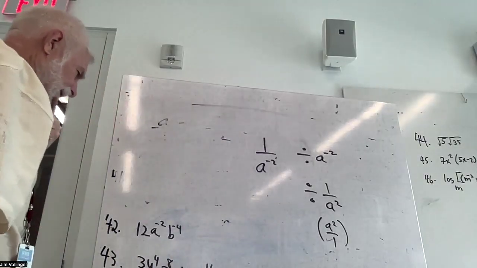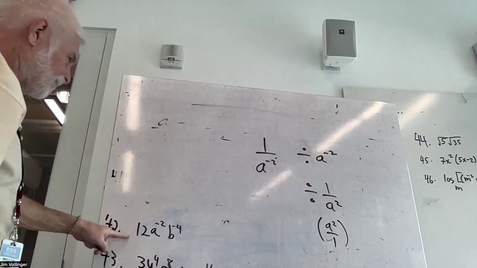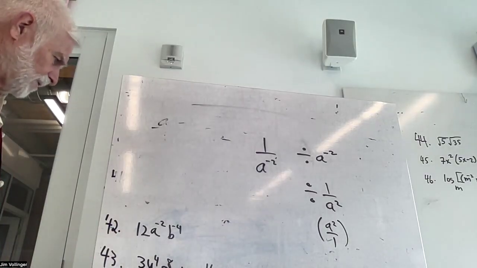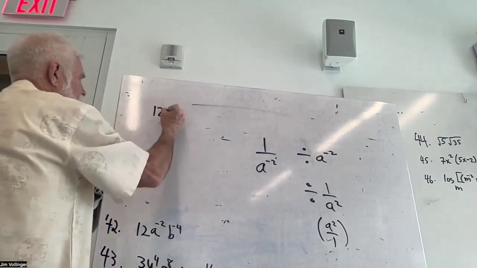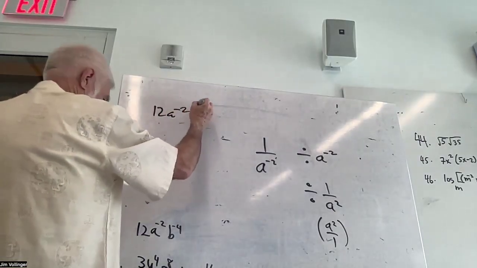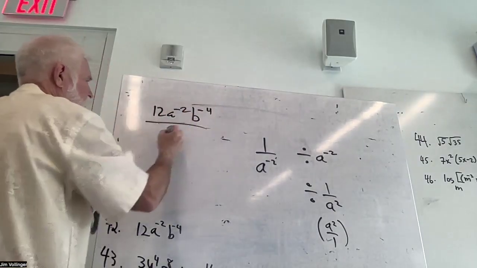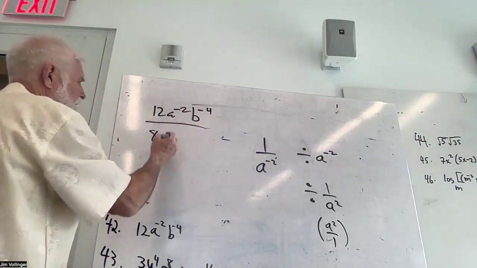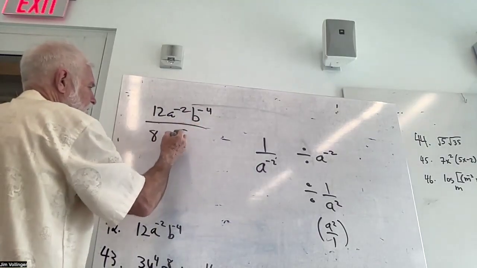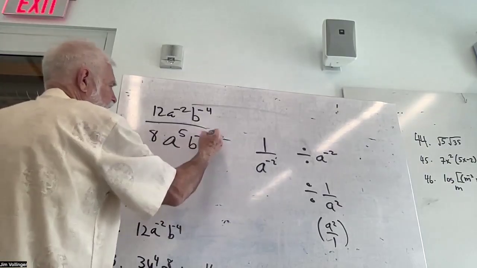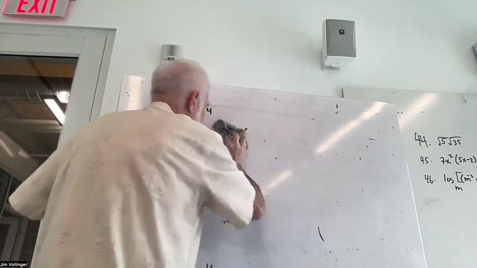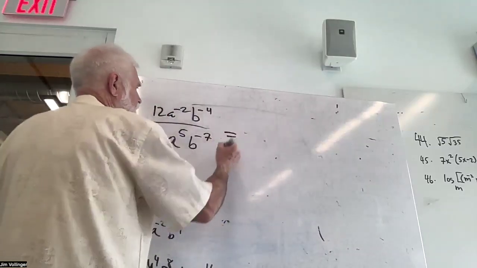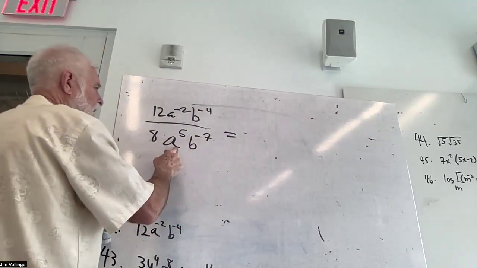I don't think I even gave a complete problem here, and I don't have the worksheet with me. So it probably had something akin to this. Let's put an 8 in here. Let's put an a to the 5 there. And let's put b to the negative 7. All right, there's the problem for us. So what do we do with this? We change negatives into the other location, where they're positives.